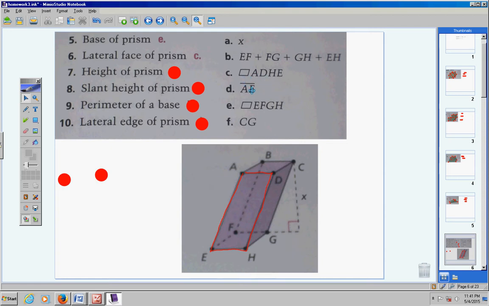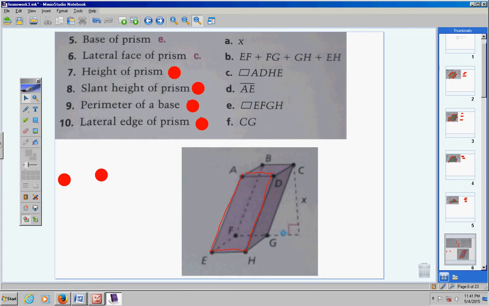Quadrilateral ADHE. Alright, number 7. The height of the prism. Now the height, of course, is the perpendicular height from the top of the prism down to which it forms a perpendicular line with the base. Okay? And so the height here is going to be X. That is the height, letter A.